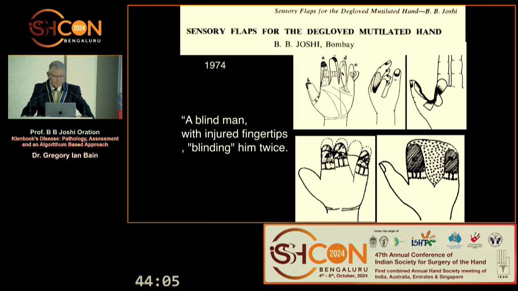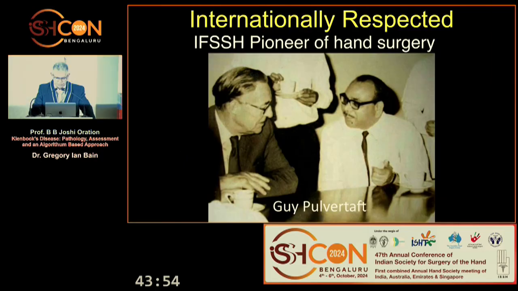It's already been discussed how he was very actively involved with sensory flaps, and he described that if a man was blind and he also had complex injuries to his fingers, then he was blind twice. I think the trainees were able to see and learn and understand these principles and apply them in their patients. He was an internationally respected surgeon. He is a pioneer of the IFSSH, and Guy Pulvertaft was one of his visitors and came in and was very impressed with a lot of his work, particularly the sensate flaps concept.